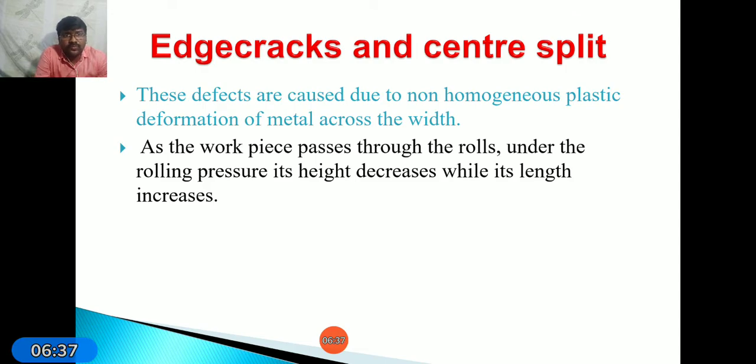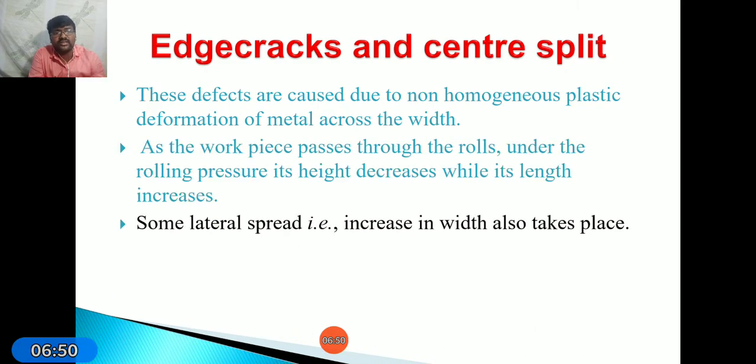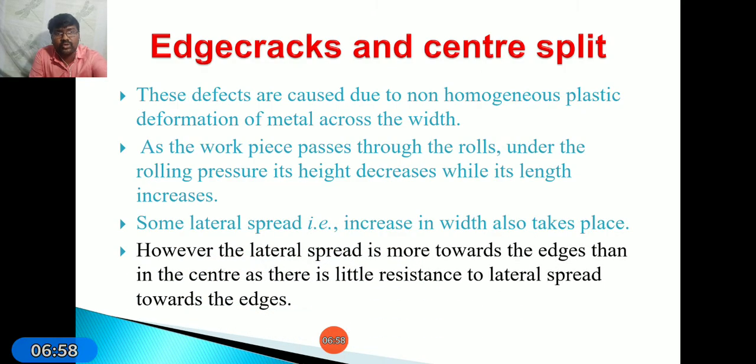Here, as the workpiece passes through the rolls under the rolling pressure, its height decreases, while its length increases. In the same way, the width also sometimes increases, known as lateral spread. However, the lateral spread is more towards the edges than at the center, as there is little resistance to the lateral spread towards the edges. Due to this, the edge cracks and center split will happen.